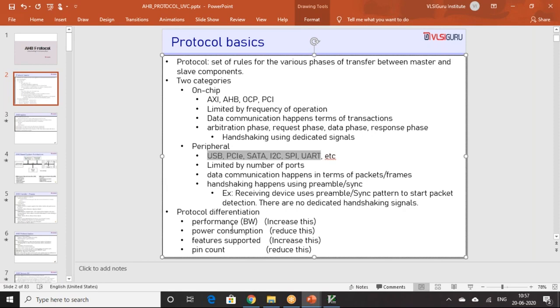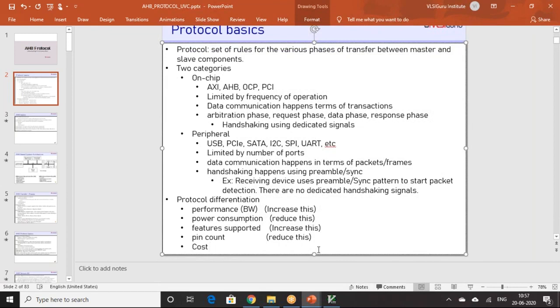So we want high performance, low power consumption, higher number of features, lower pin count. You can't achieve all of them at their best. If you want to get something best, you have to compromise on something. Let's say you want to go for high performance, you have to probably compromise on power consumption. Let's say you want both of them best, high performance and better power consumption, then you have to compromise on the cost. The other factor is the cost of implementation. Cost is somehow related to pin count. As the pin count increases, the design complexity increases, and the cost will increase, right?